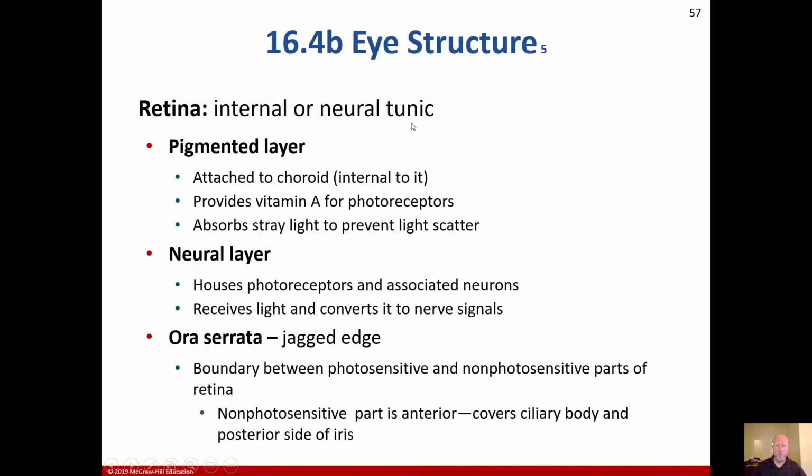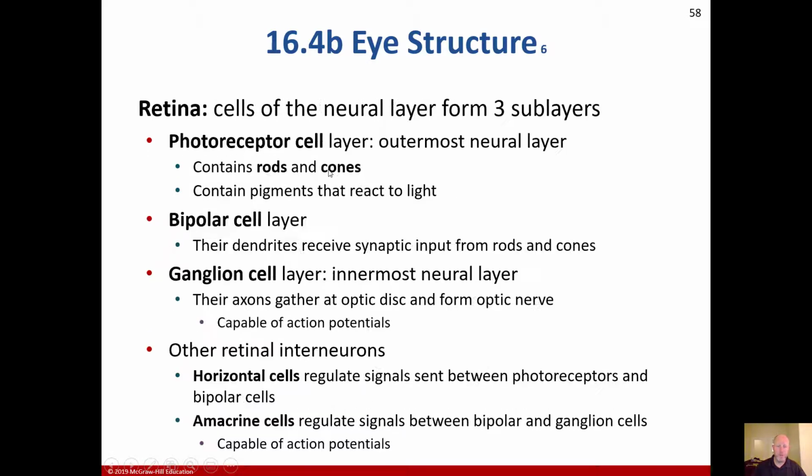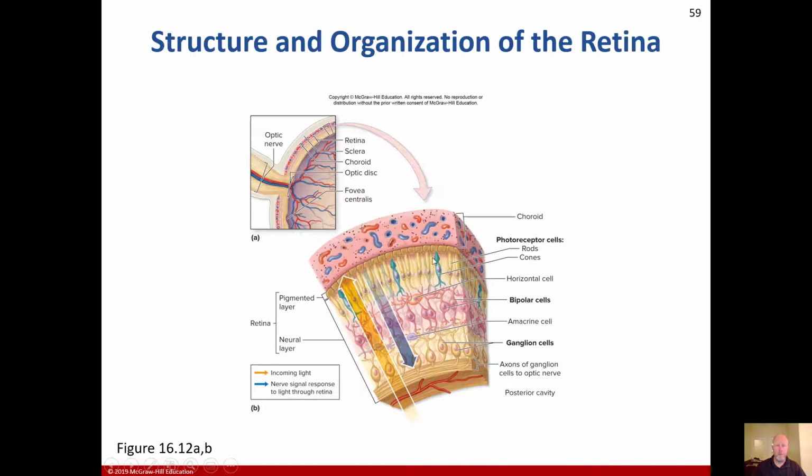And the retina, of course, is the neural tunic and contains the pigmented layer, the neural layer, and the ora serrata, the jagged edge. So you just have to know the locations of these right now. The cells of the retina form 3 sublayers: the photoreceptor cell layer, the bipolar layer, and the ganglion cell layer. You're going to have to know more about the rods and the cones shortly. We're going to talk about that. This will be on your exam, the structured organization of the retina.